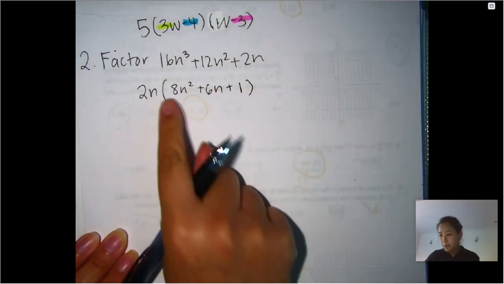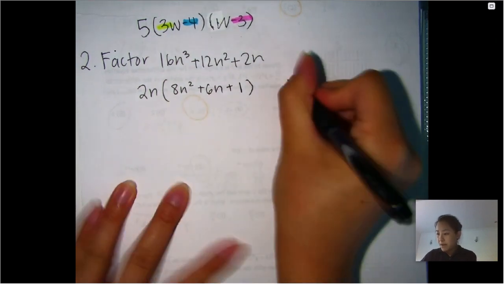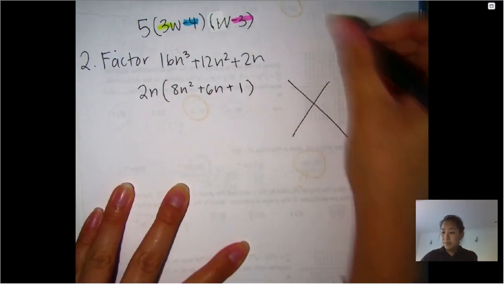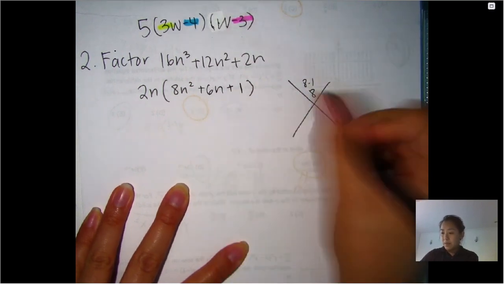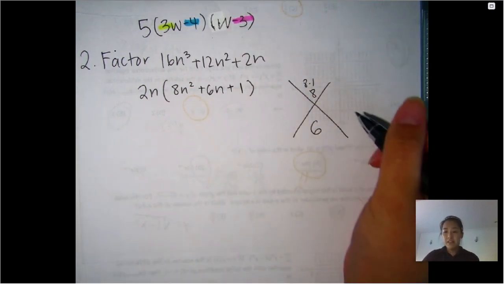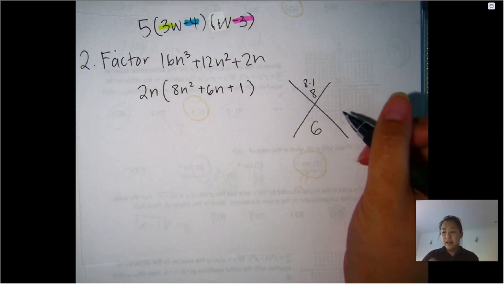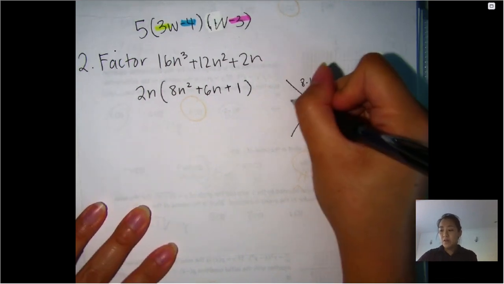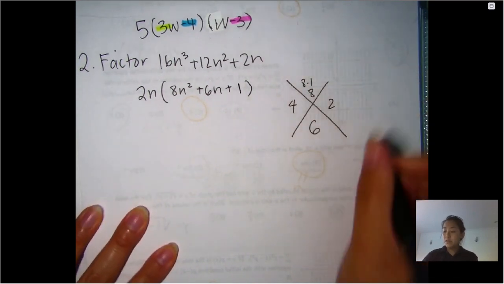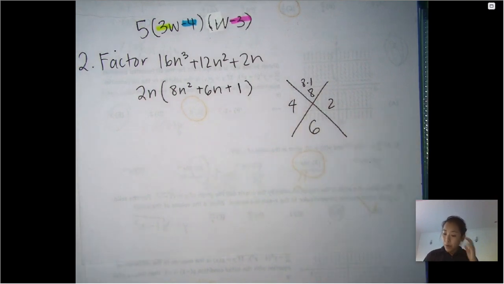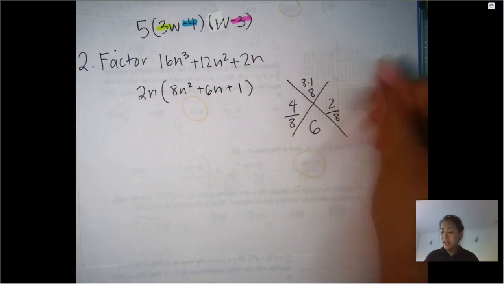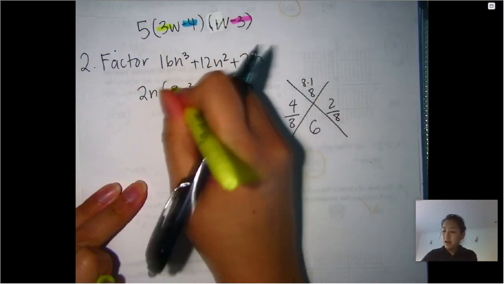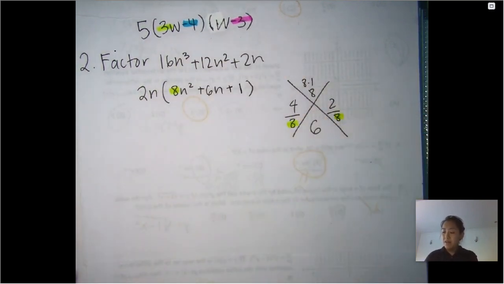Okay, so again, we're factoring what's in here in parentheses, so I'm going to go ahead and make my big X. And at the top, I'm putting 8 times 1, which is just 8. And at the bottom, I'm putting 6. And so the two numbers have to add up to 6 and multiply to 8. So that would be 4 and 2. And again, we're dividing both of them by a. So dividing both of these by a, which in this case is 8. That's right here. So we're dividing both of those by 8.